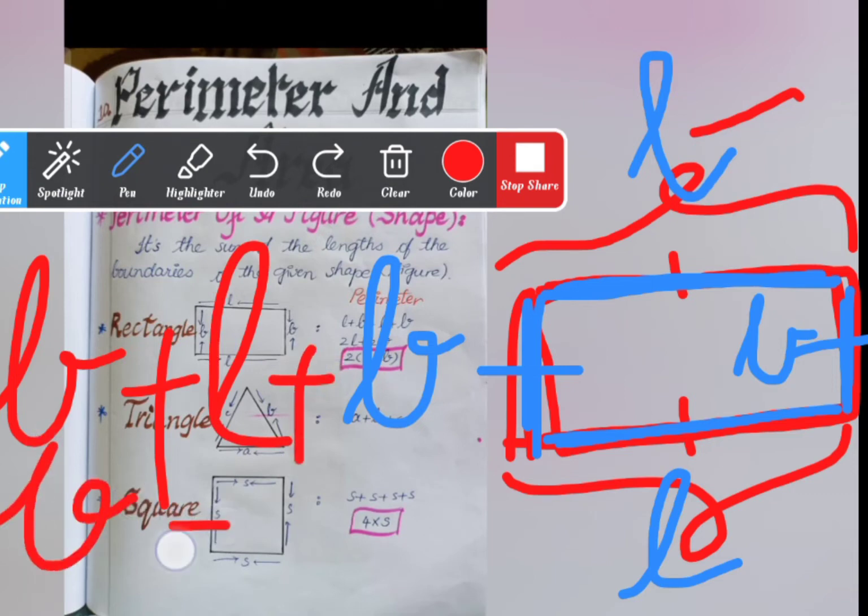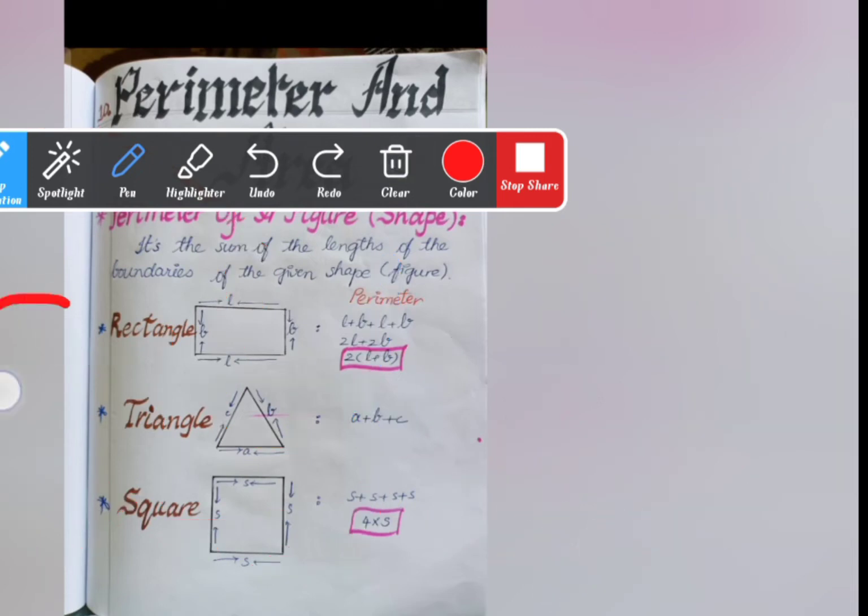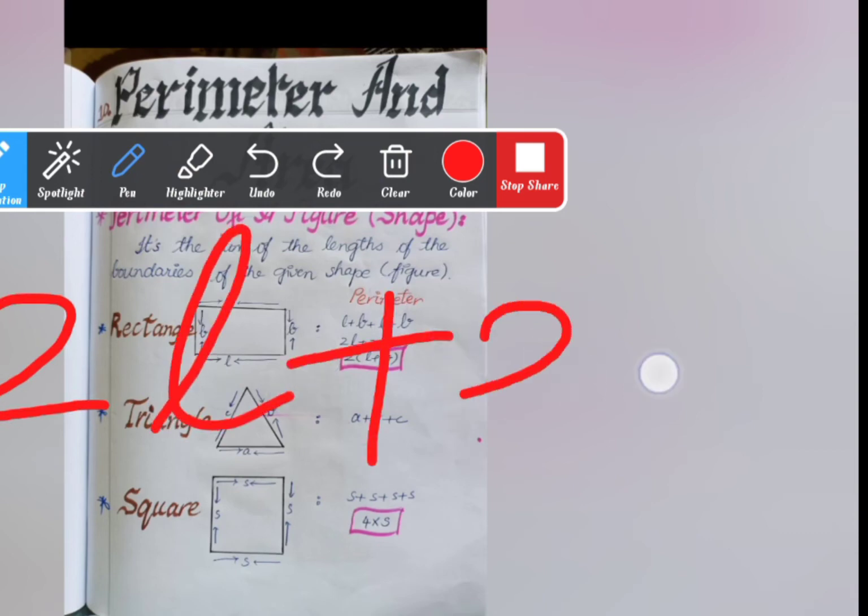When adding, we add the like terms. So l, how many times is there? 2 times l is there. And b, how many times is there? 2 times b is there. So 2l plus 2b.